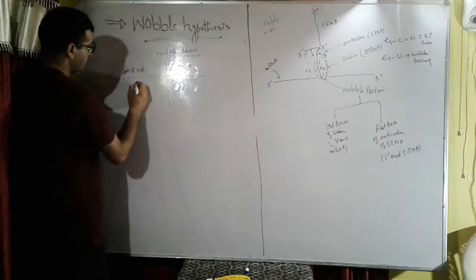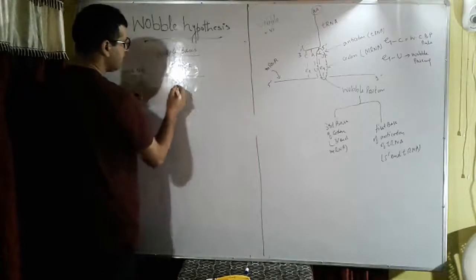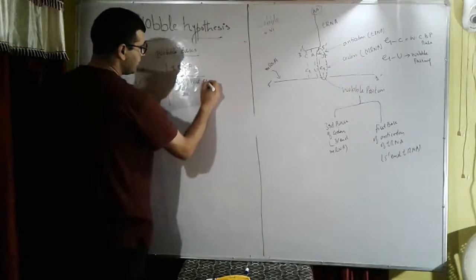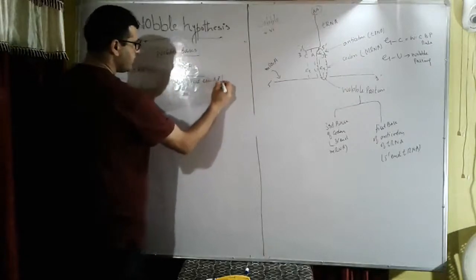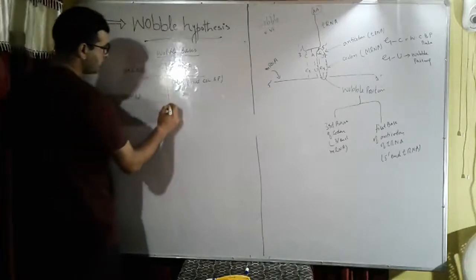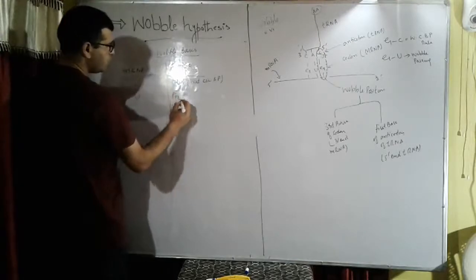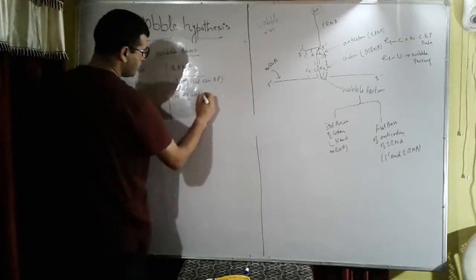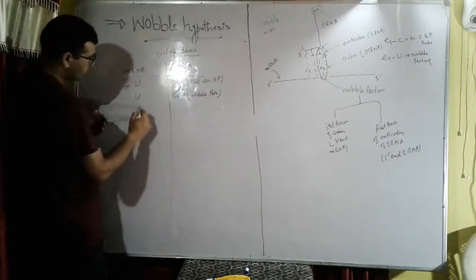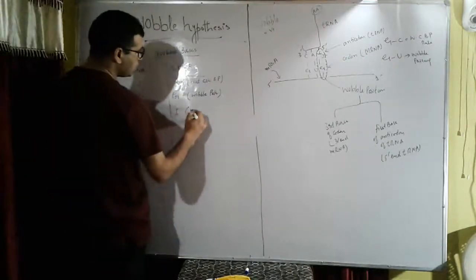For example, uracil at mRNA normally pairs with adenine. That is Watson and Crick base pairing. Uracil can also pair with guanine, so it is called wobble pairing. Uracil can also pair with inosine. I will explain later what inosine is. This is also wobble pairing.